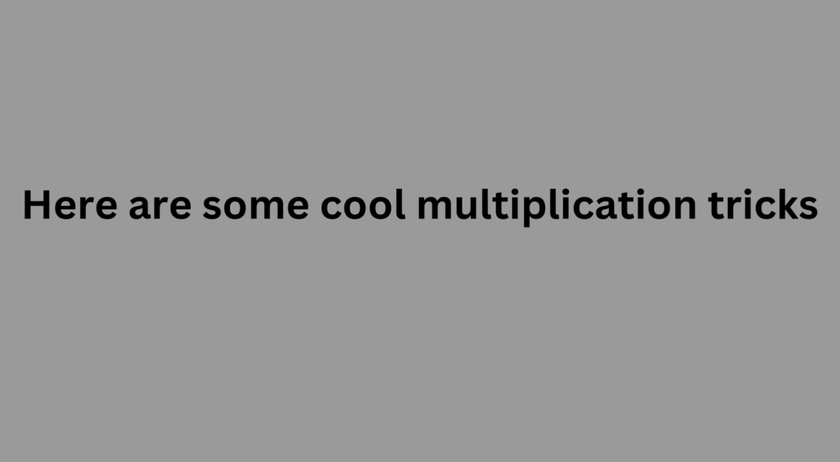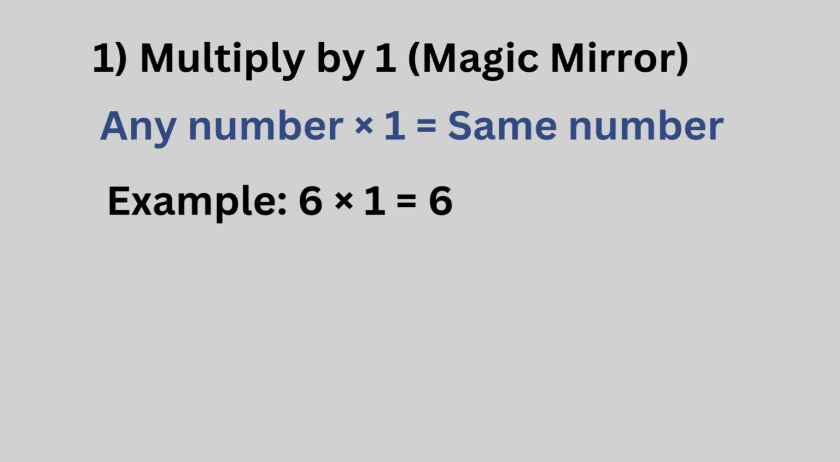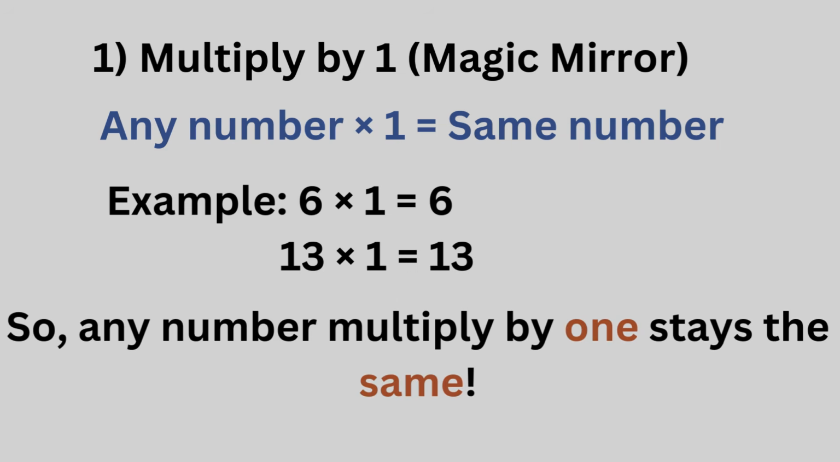Here are some cool multiplication tricks. Multiply by 1. Any number multiplied by 1 equals the same number. Examples: 6 times 1 is 6, 13 times 1 is 13. So any number multiplied by 1 stays the same number.